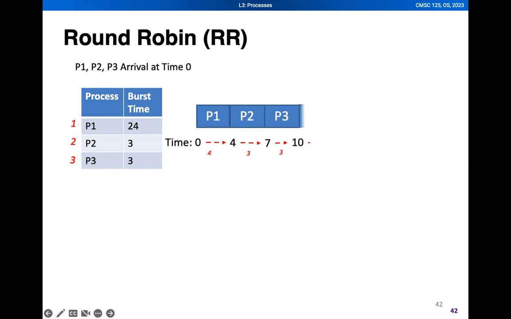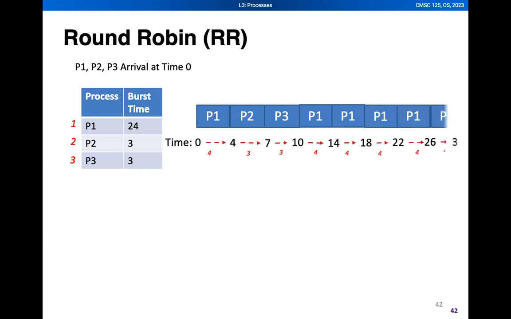Okay, and now we go back to P1. We go back to P1, and it gets to execute for 4 milliseconds. And since there are no other processes, it will just continue to execute until it gets the 24 milliseconds, the burst time, right?